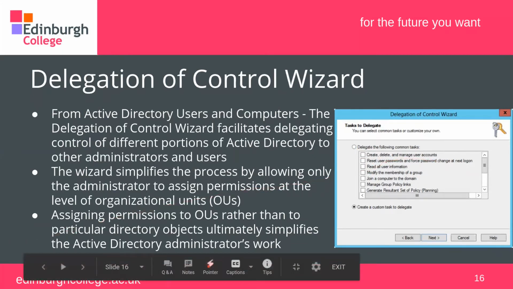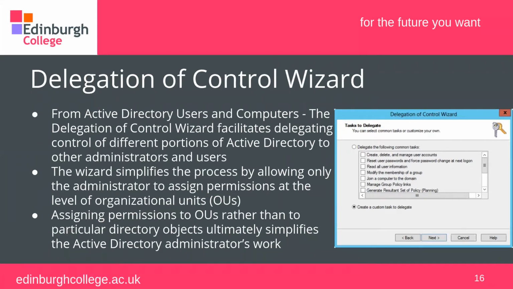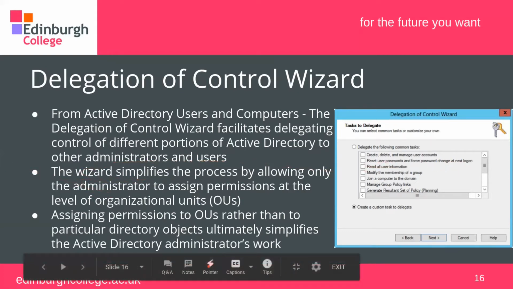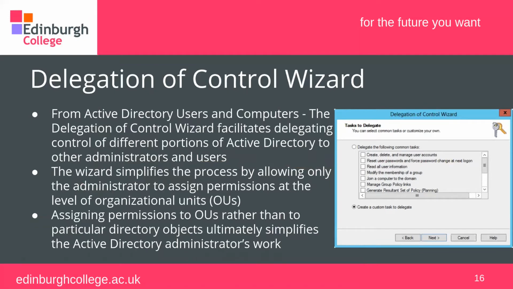So what we could do is we could right click and open the delegation of control wizard, and we could select a specific user and we could give them this. So for example, here's one to say we can delegate the ability to reset passwords to someone through this delegation of control wizard. And this just simplifies the process of assigning permissions to objects in the Active Directory. So that's the delegation of control wizard.